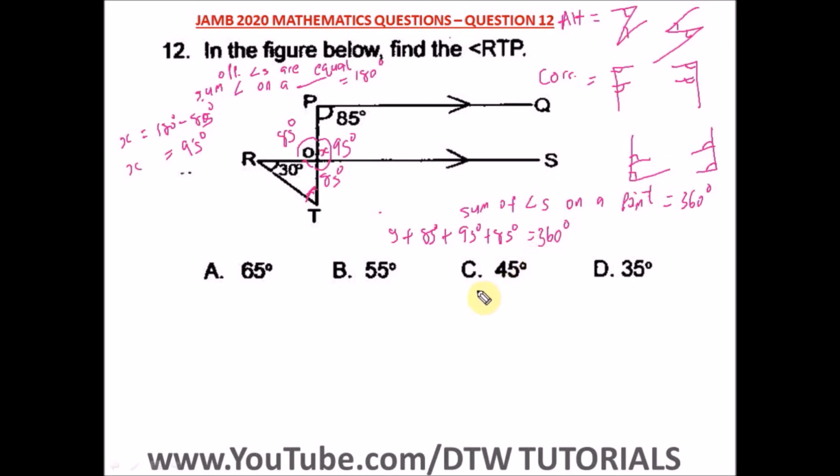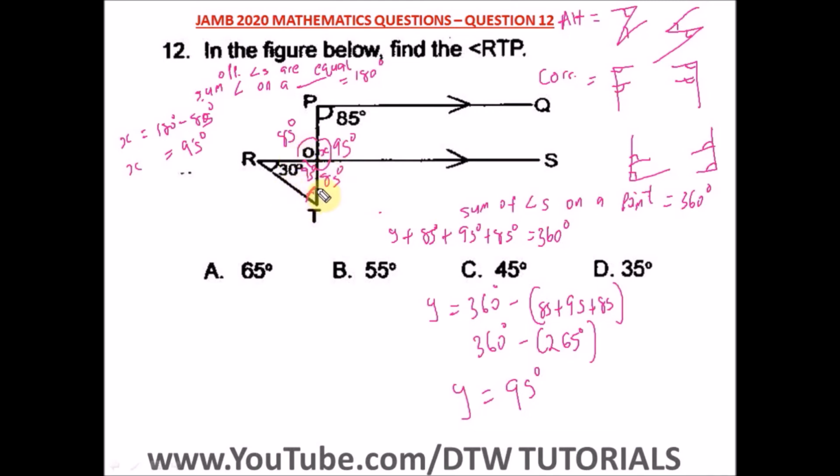So that leaves us with y equals 360 minus (85 plus 95 plus 85). When we sum all this up, we have 265 degrees. Don't forget, these are degrees. So 360 minus 265 will give us 95 degrees. So y is equal to 95 degrees. That means here is equal to 95 degrees. So we have found the angles here, here, here, and here.